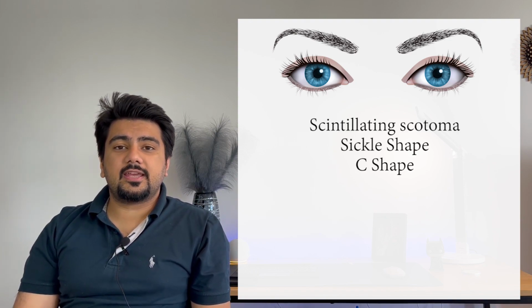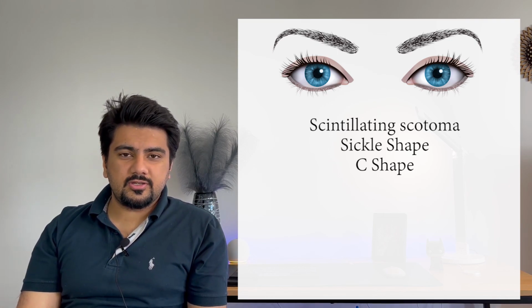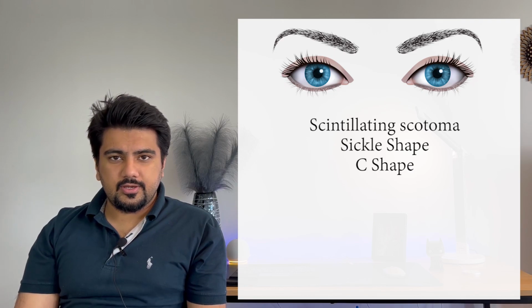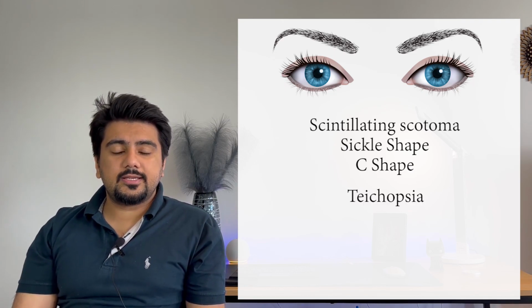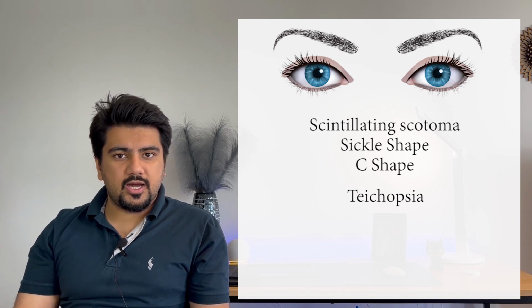Now, the first one is visual aura. This can have scintillating scotoma, which is an area of bright light around area of darkness or loss of vision. It can be a shade, or a sickle, or a C shape in their vision. The second one is tecopsia. Tecopsia means that there is a perception of a visual image when the person's eyes are closed.